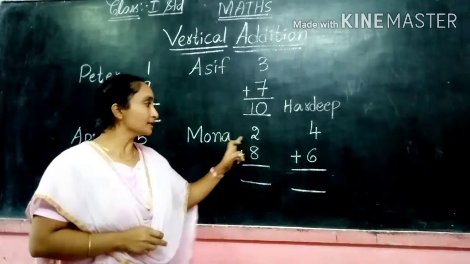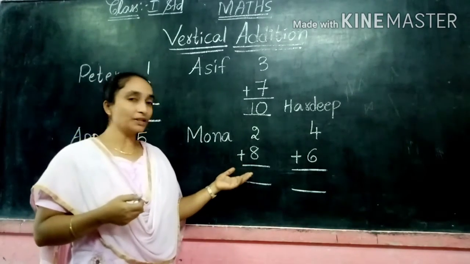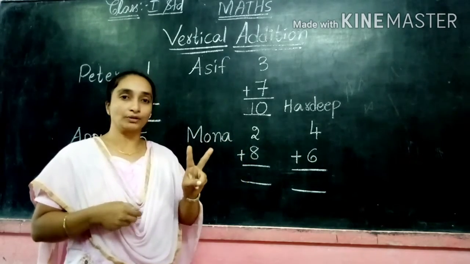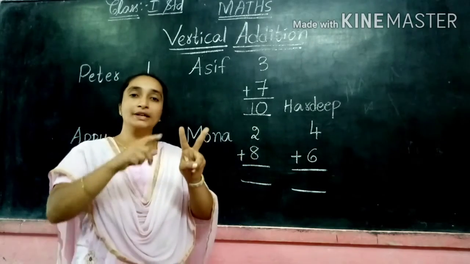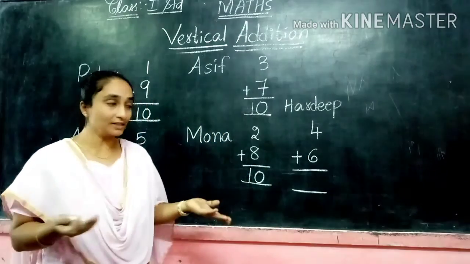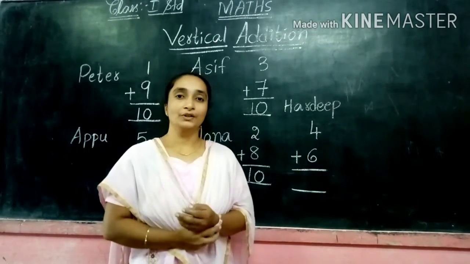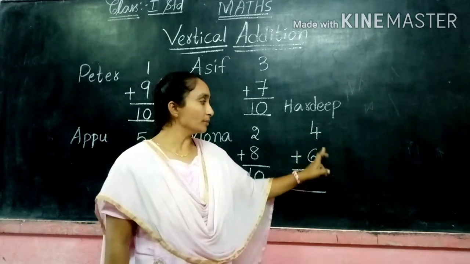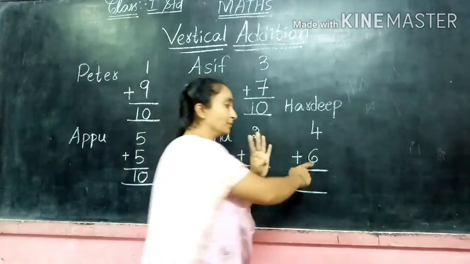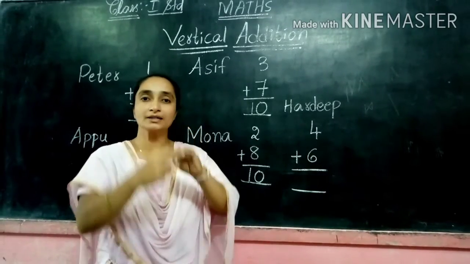So Mona, this girl, she is holding the 2 in one hand. And here Hardeep. So here we can see, children, 4 and 6. Now we'll take the small number out of 4 and 6. Which is the small number? 4. So take 4 fingers. The second number, the big number, 6 after: 7, 8, 9, 10.